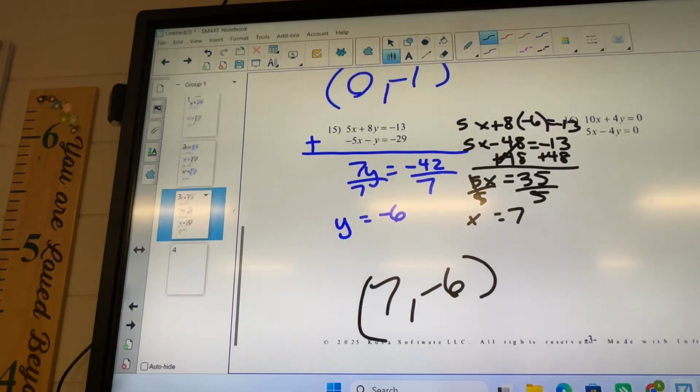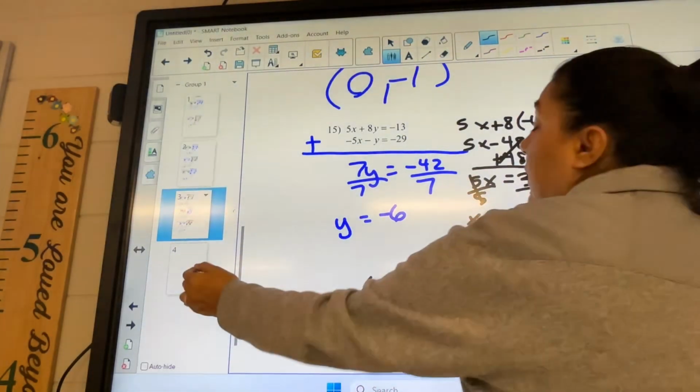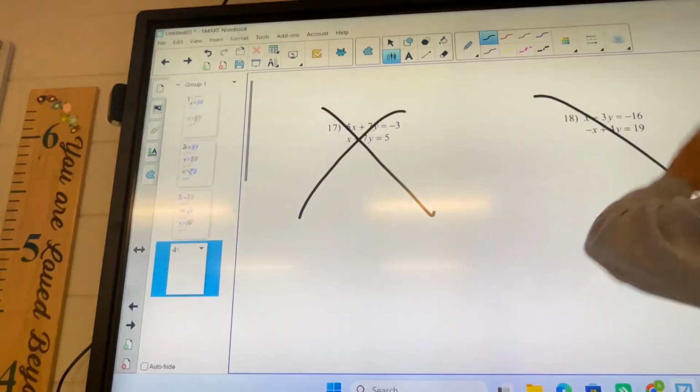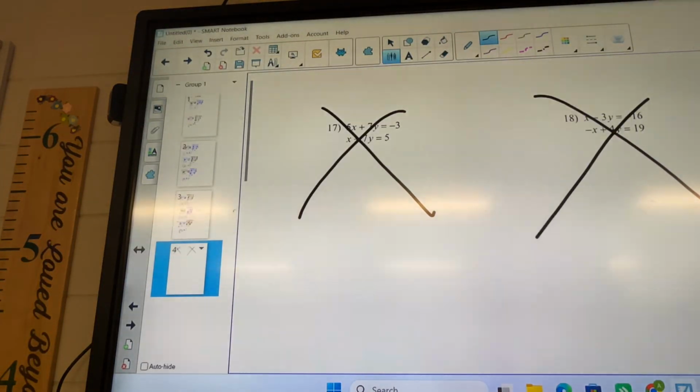Okay, and then you guys can cross off 17 and 18. So 17 and 18 you do not need to do. Tomorrow you guys have a quiz, so make sure that you get that done and take a screenshot, and then I will see you guys on Monday.